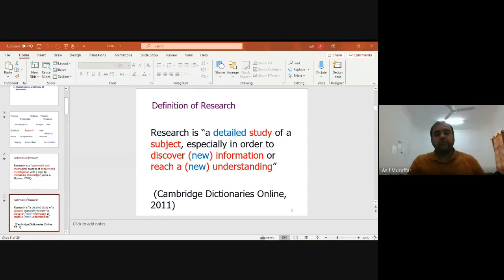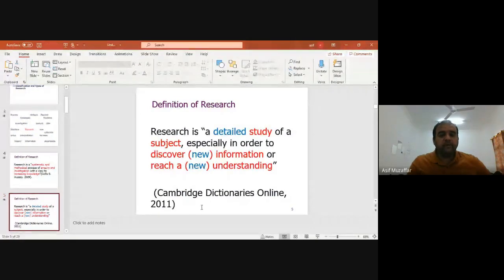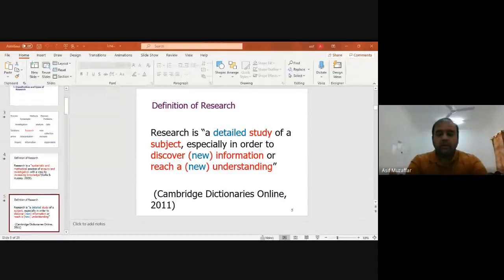Okay, so let us go to the second definition. The second definition is from the Cambridge dictionary. What does it say? It says that research is a detailed study of a subject. Subject means, for example, right now there are many researchers who are working on COVID-19. So COVID-19 is a subject.